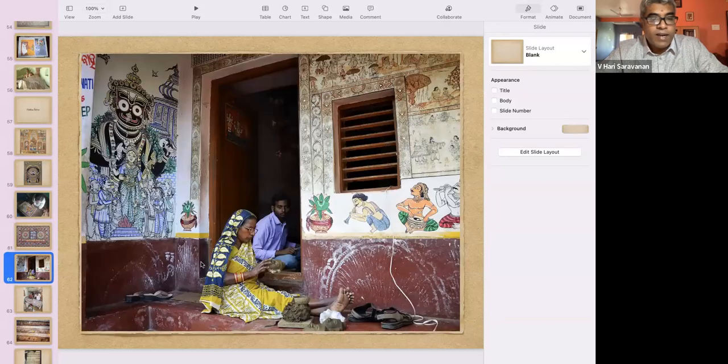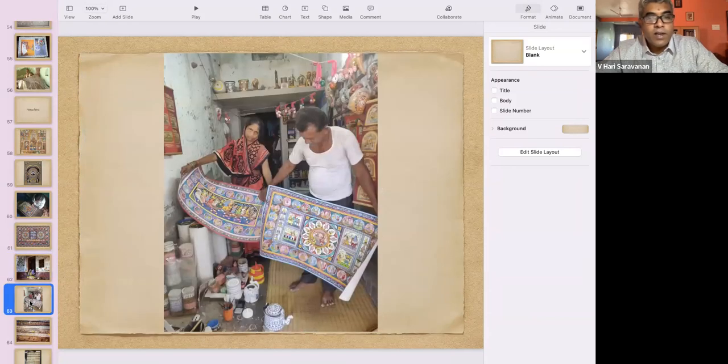Here is an artisan lady in front of her house in Raghurajpur. Couple of artists displaying their form. There are two forms in this. One is the one they do in paper and cloth, and the second form is called the Talpata Chitra. Talpata Chitra is made using palm leaf scrolls, which are tied together.